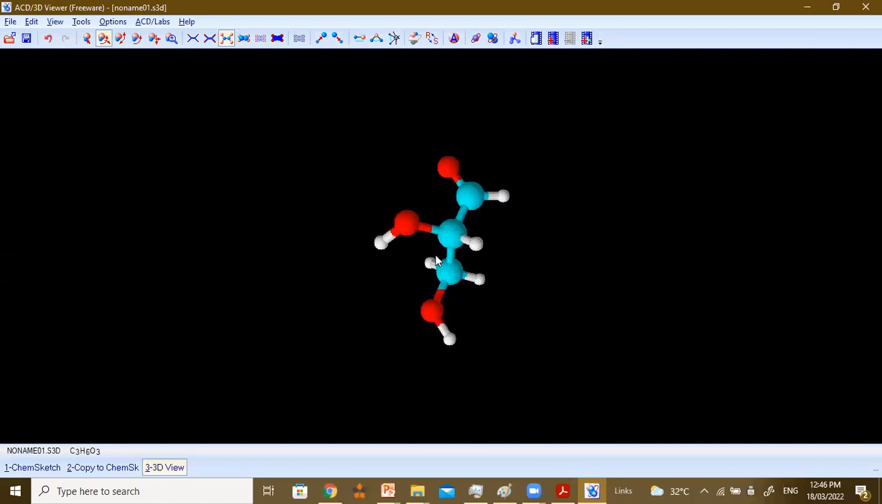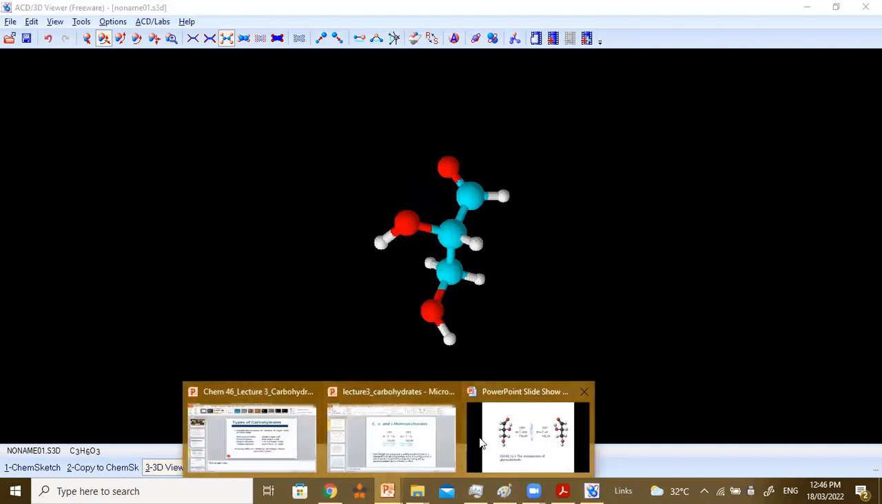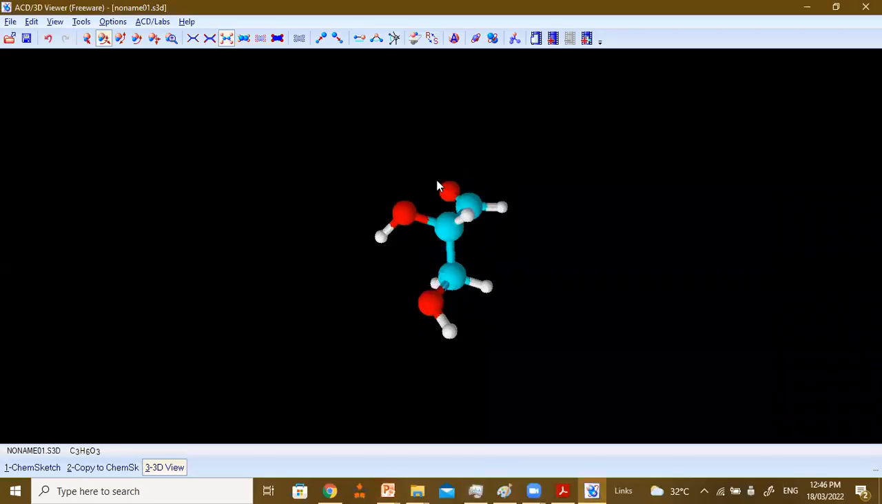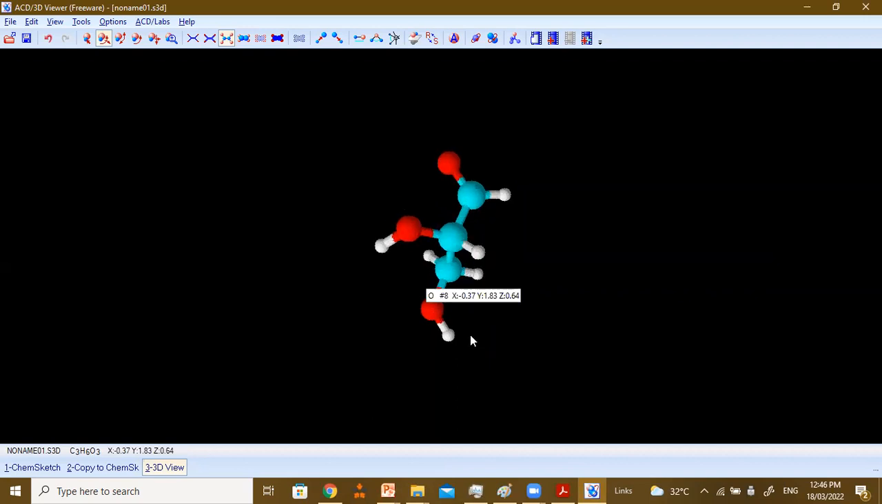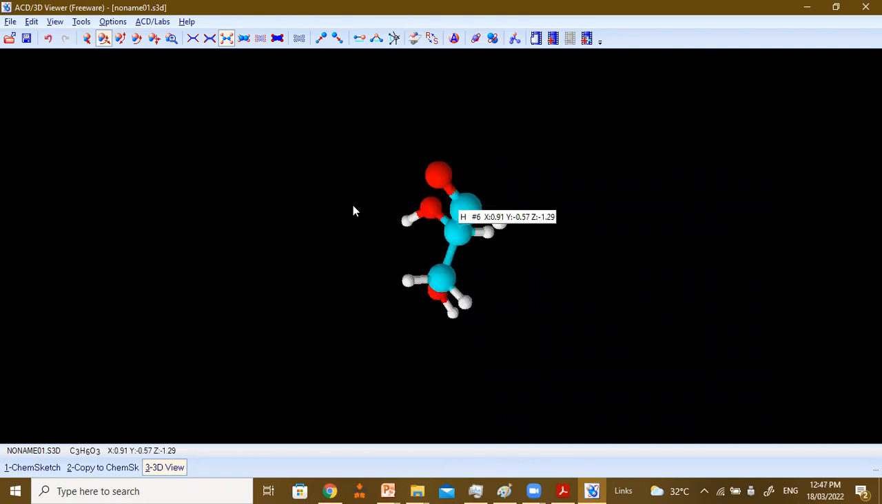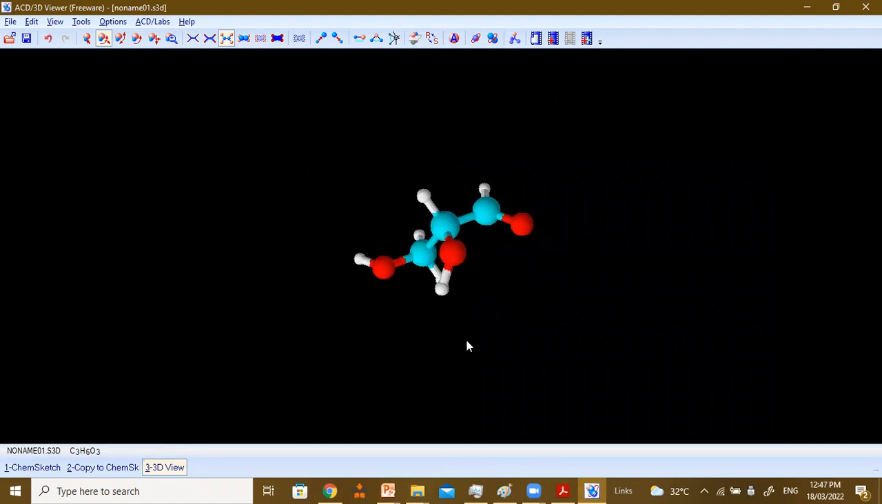Okay, so we will draw in such a way that like this one, the H and OH should be projected towards you. So this one is actually reversed. This is the reverse, and try to reverse this structure here. Okay, so you have this structure.